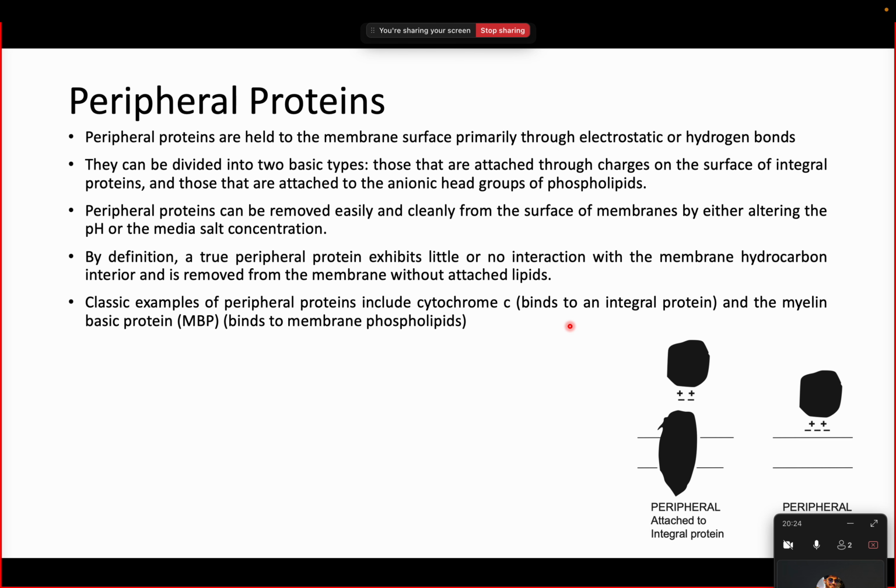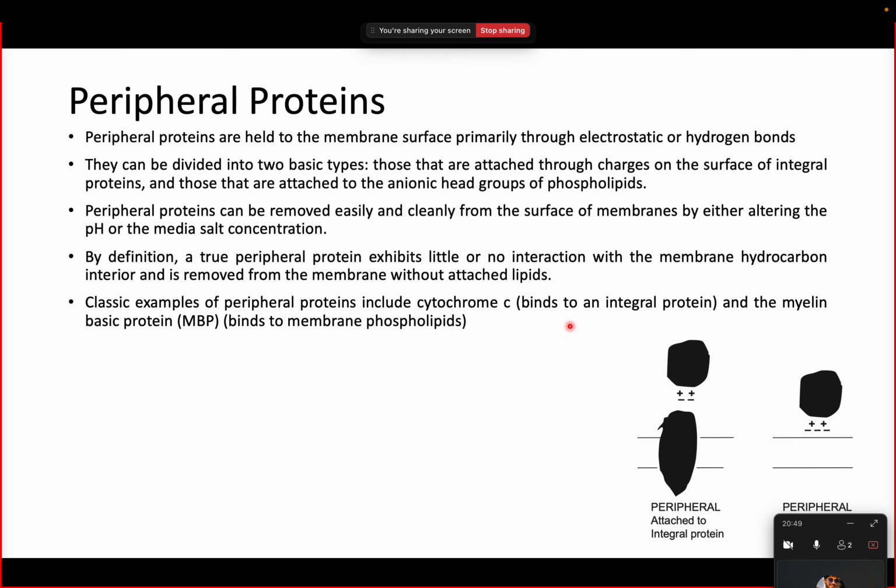Peripheral proteins can be removed easily and cleanly from the surface of the membrane by either altering the pH or the media salt concentration. By definition, a true peripheral protein exhibits little or no interaction with the membrane hydrocarbon interior and is removed from the membrane without attached lipids. Classic examples of peripheral proteins include cytochrome C and myelin.